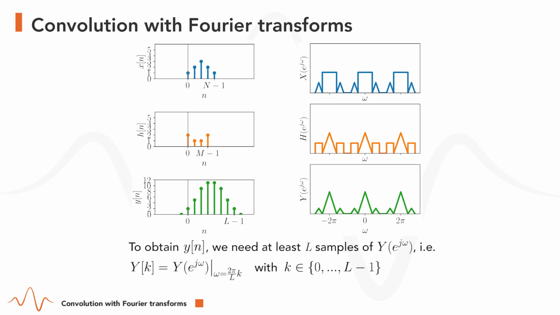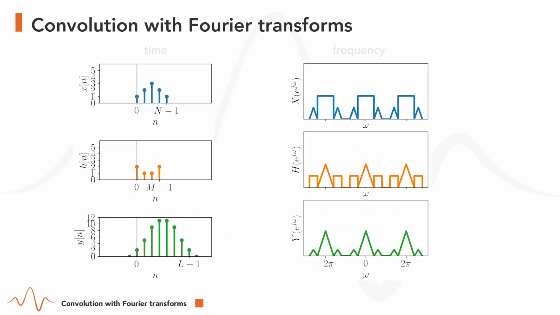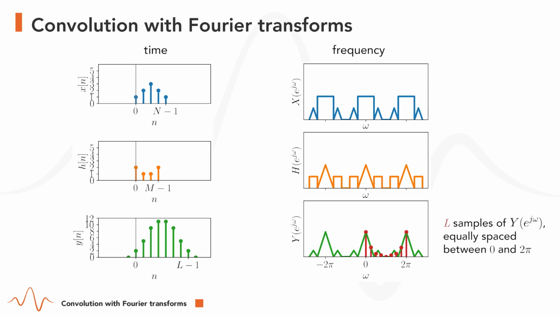To obtain y of n from samples of its discrete time Fourier transform, we need at least capital L samples, since the length of y is capital L, which is equal to capital N plus capital M minus 1. We can take these capital L samples at 2 pi over capital L times k, where k goes from 0 until capital L minus 1, as depicted on the bottom right.